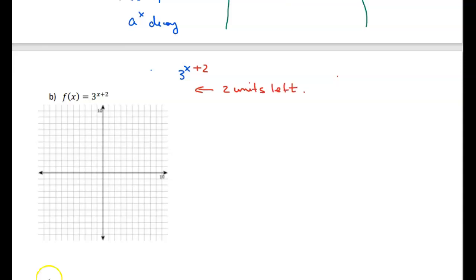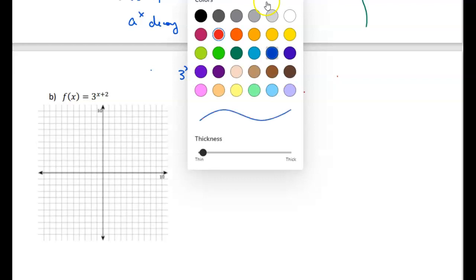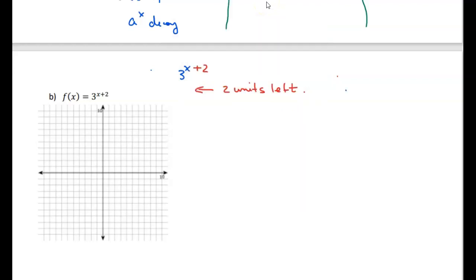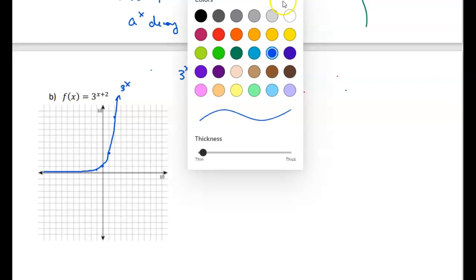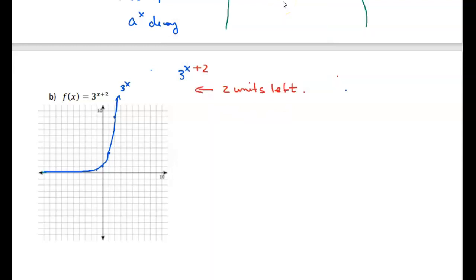All right, so let's graph our parent function. As before, when x is 0, we get 1. When x is 1, we get 3. And when x is 2, we get 9. And on this side, 1/3, 1/9, and so on. Let's draw it like this. So this is 3 to the x. All right, and we know there is a horizontal asymptote at y equals 0.